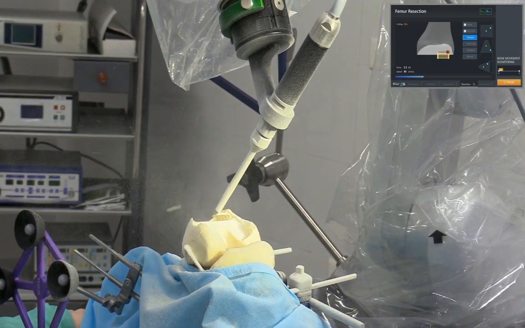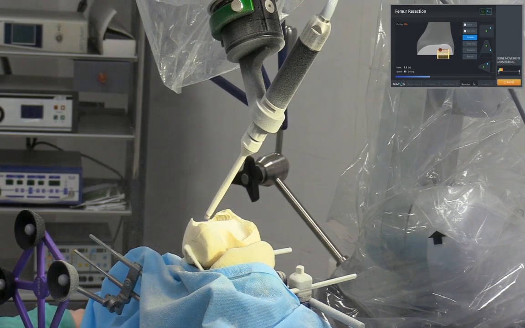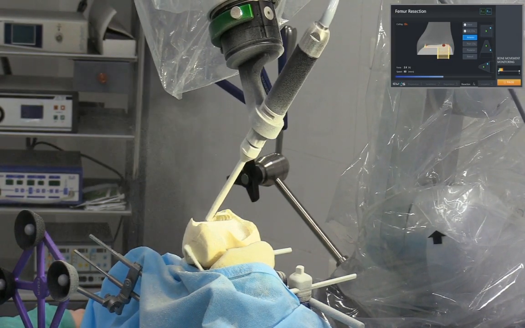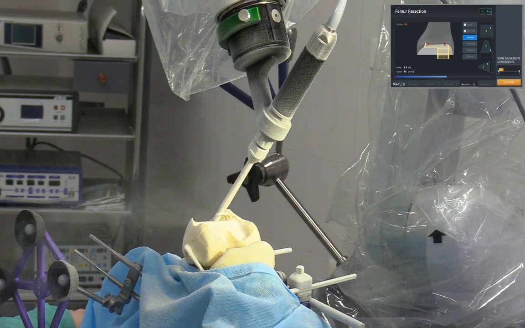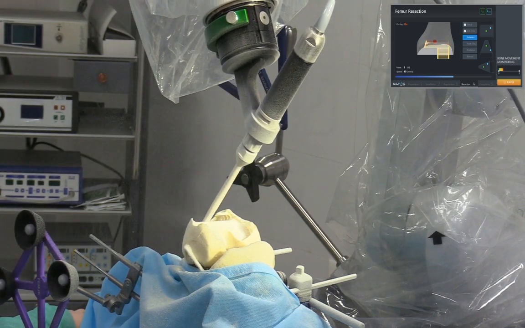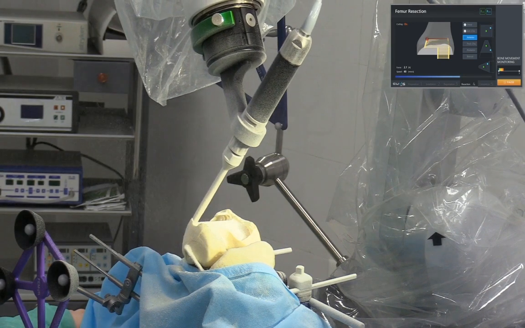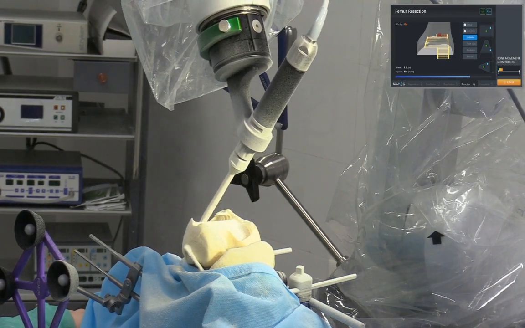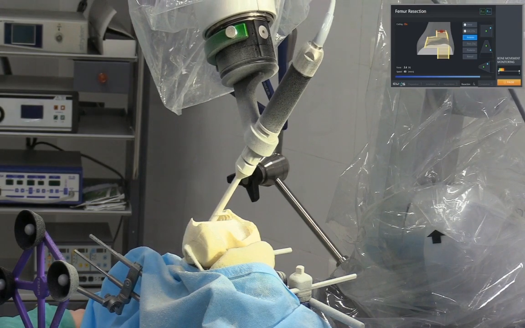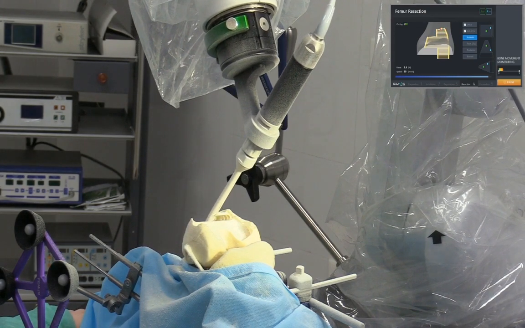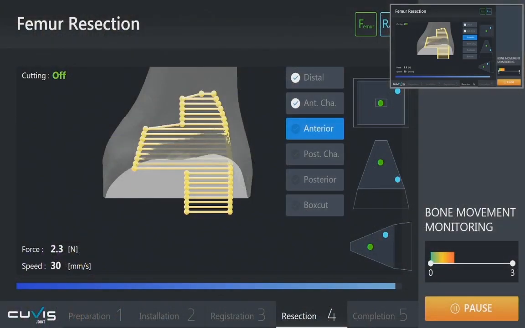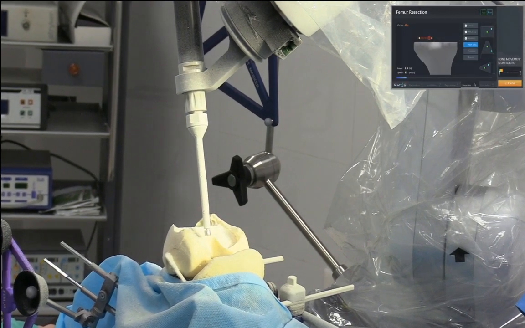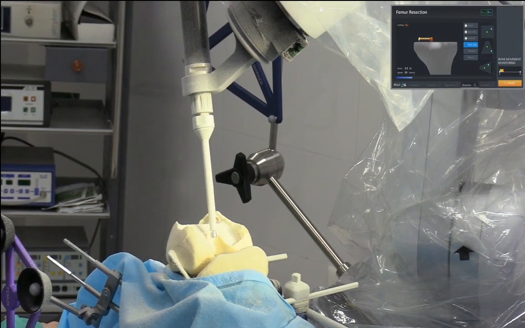Here the robot is actually getting into doing the anterior cut, and you can see on the screen how the anterior cut is going to be taken, and that's what it is doing right now. It does a proper grand piano sign. As you can see, it is now going to do the posterior chamfer cut.